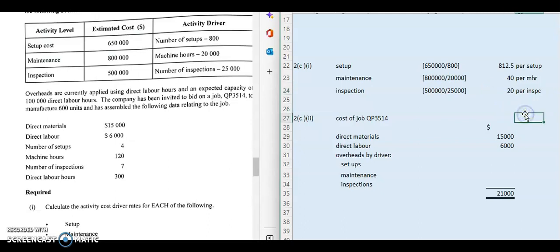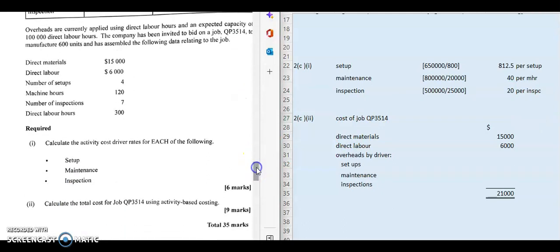So we got the rates, and now we can calculate the cost of the job as requested in the last part of the question. It says using activity-based costing, which means that we will still have the direct materials and the direct labor, but we're going to use the drivers for the overheads. So we already have the materials and labor. Those were given to us, 15 and 6. So I put those in. Now let's just work out the drivers.